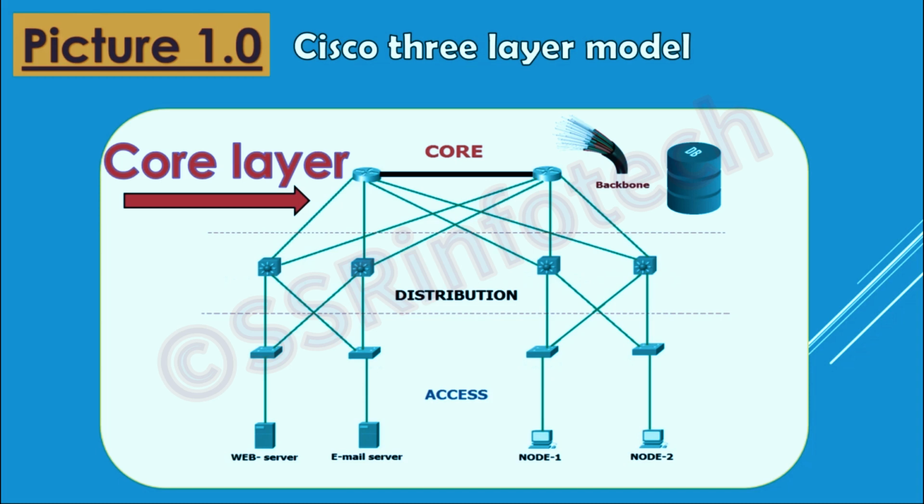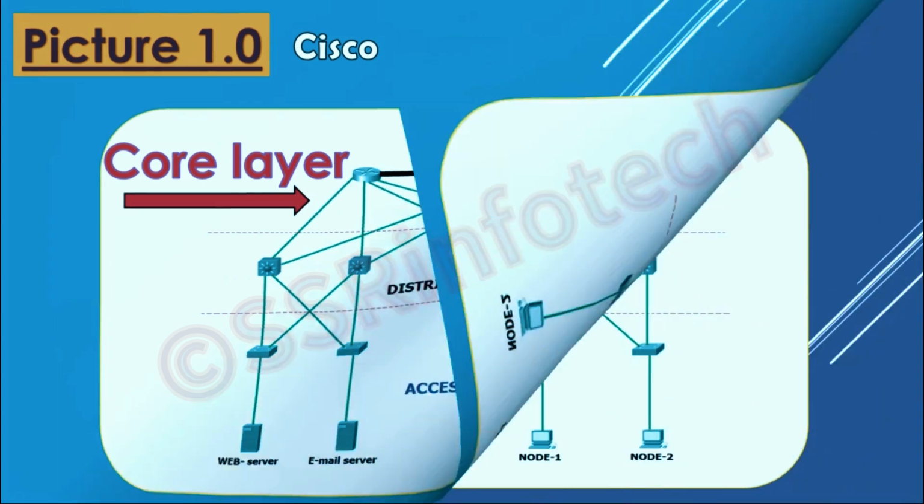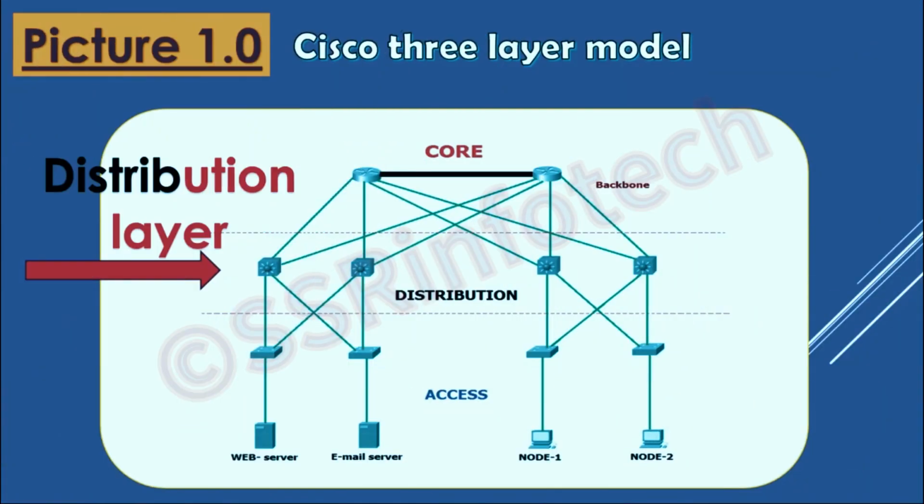Let's move to the next layer, the distribution layer. The distribution layer is sometimes referred to as the workgroup layer. It is the communication point between the access layer and the core. The primary functions of the distribution layer are to provide routing, filtering, and WAN access. The distribution layer is where we want to implement policies for the network, because we are allowed a lot of flexibility in defining network operations here.